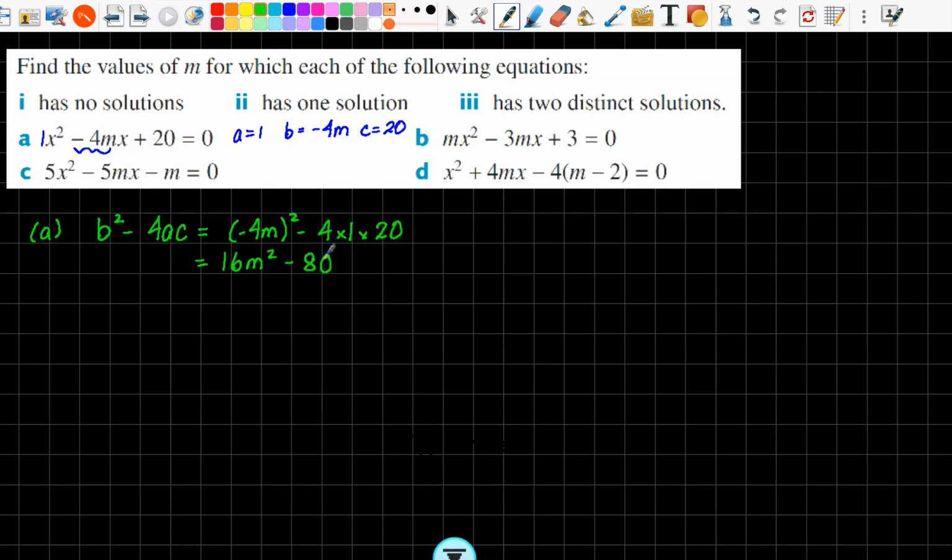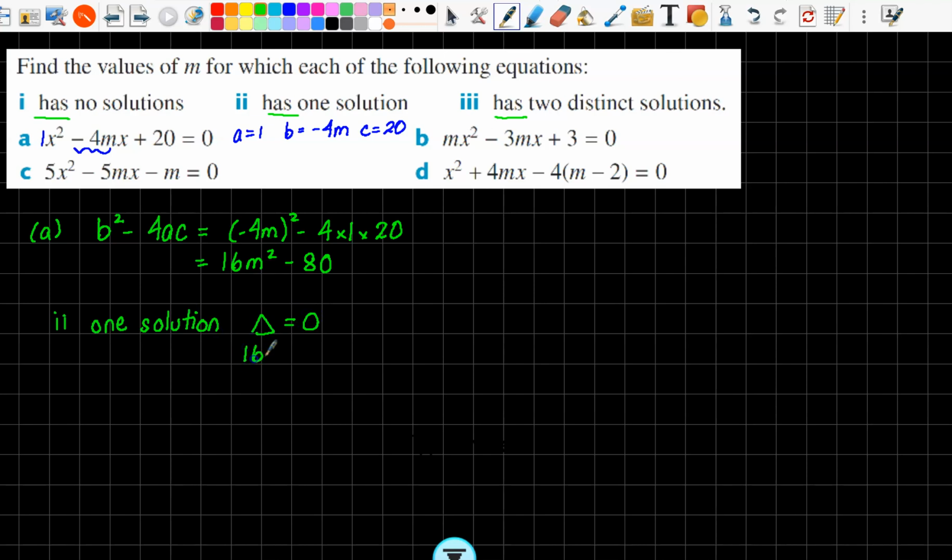So now we're going to come down to how this applies to when we've got no solution, one solution, and two solutions. The easiest one is to work out the one solution first. And by the way, when you're doing this, make sure that you say that. So one solution, okay, when the discriminant equals 0.